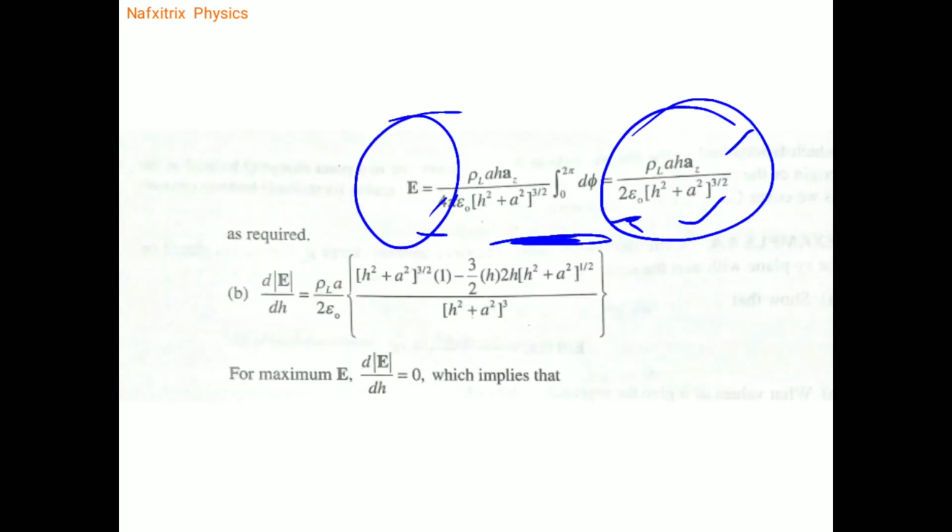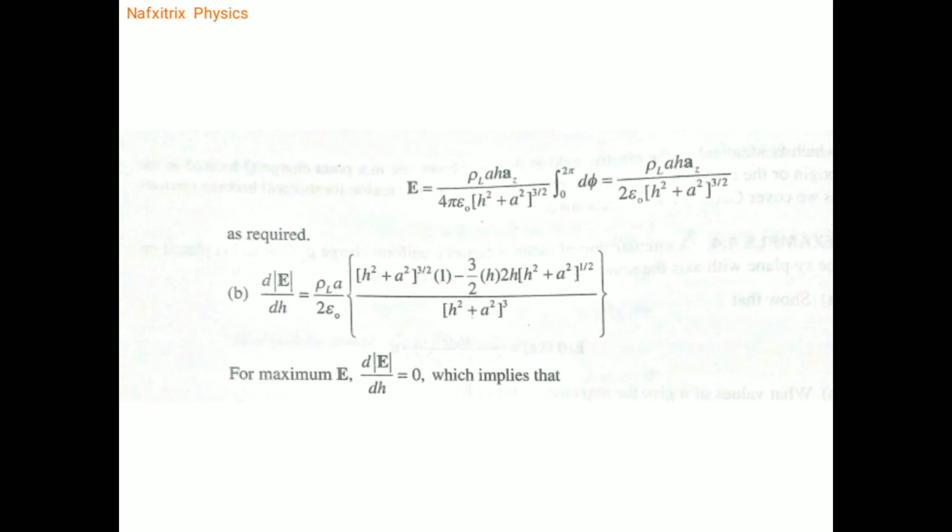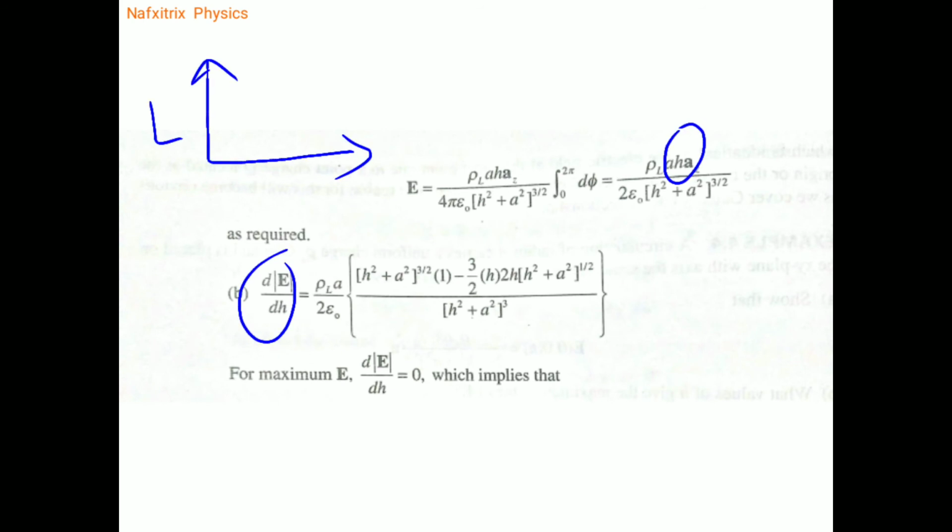So next thing is, they have asked us at what value of z E would be maximum. So z is nothing but h, the height, and how the electric field is varying. So if we draw a graph between E and h, suppose it would be like this. So at some particular point the electric field is at its maximum magnitude.